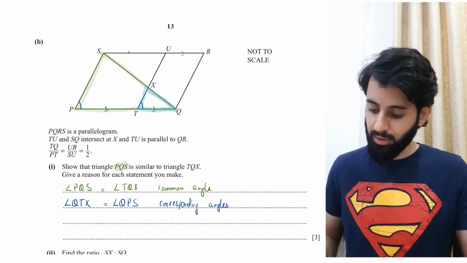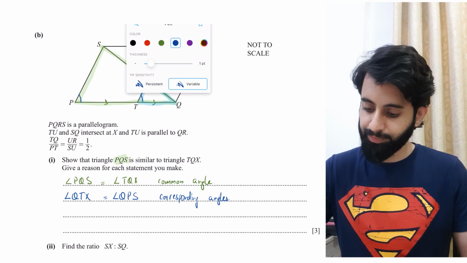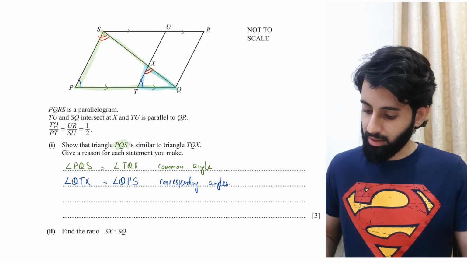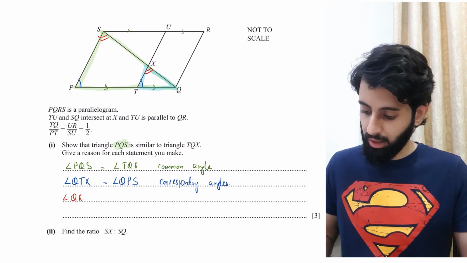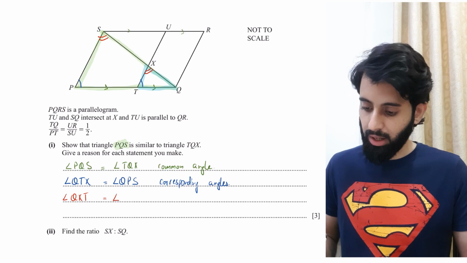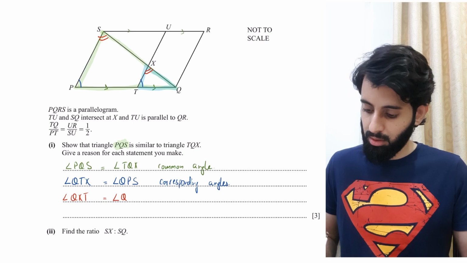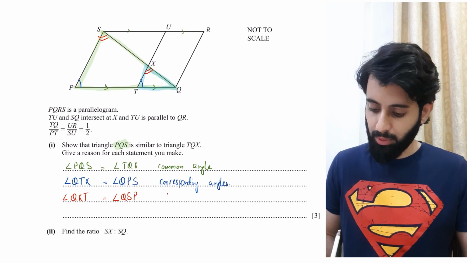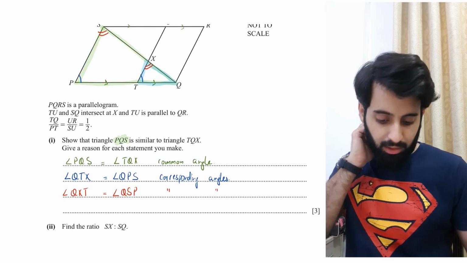All right, so far so good. Then for the very same reason, this angle right here is going to be equal to this angle. So angle QXT is equal to angle QSP. Step by step, easy does it, no need to rush into it, and the reason is the same, corresponding angles. So there you have it, 3 marks in the bag, nothing to worry about.